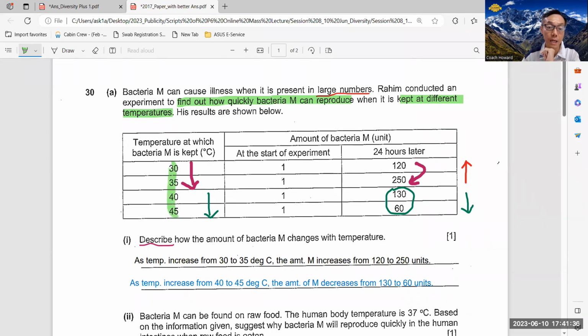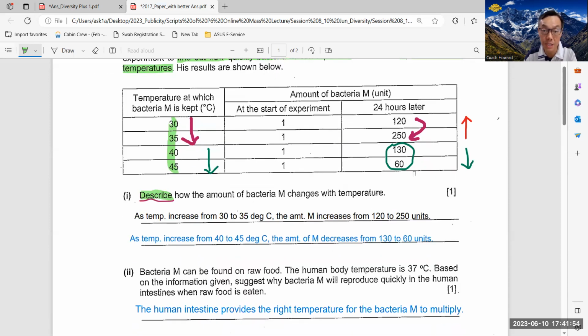So they say describe. Describe means, I'd like parents to know, describe means write down what you see or write down what you observe. No explanation needed, because they did not say explain the amount of bacteria changes with temperature. So the word here is describe. Describe means write down what you see. So from the experimental result, you just quote what you see.